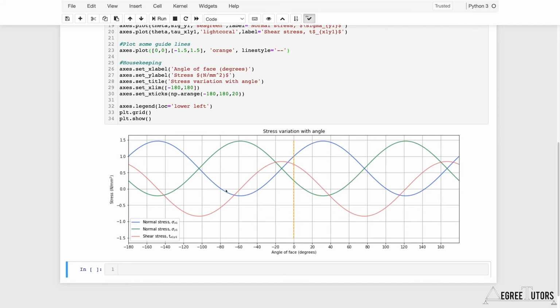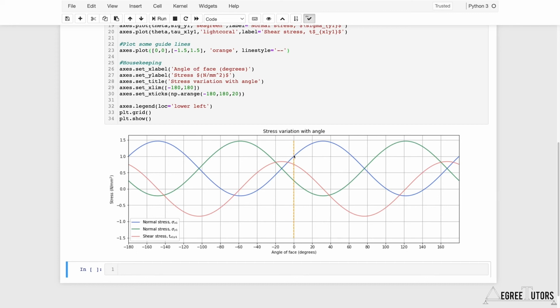So these three equations are the visual representation of our transformation equations. And we can see when theta is equal to 0 degrees, so that was the starting point, if you like, we said that sigma x was going to be 1, and sure enough, when we trace our blue line, we see at theta equal to 0 degrees, our transformation equation is giving us the value of stress equal to 1 Newton per millimeter squared. So sigma x1 in this case is 1 Newton per millimeter squared.